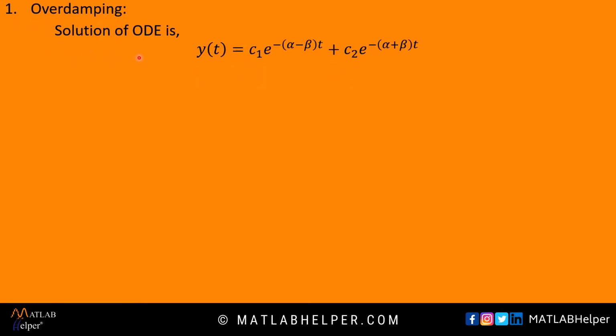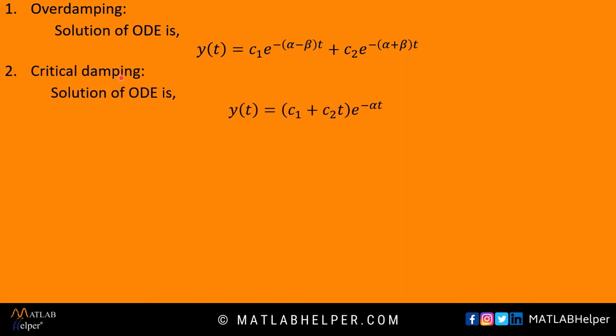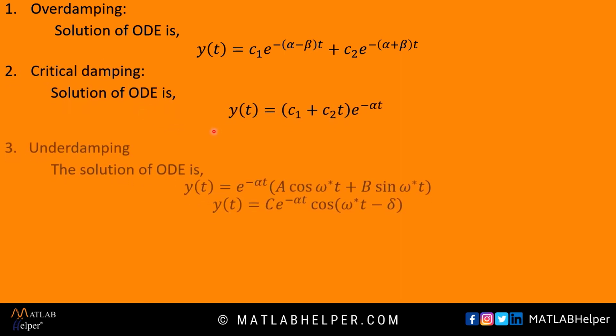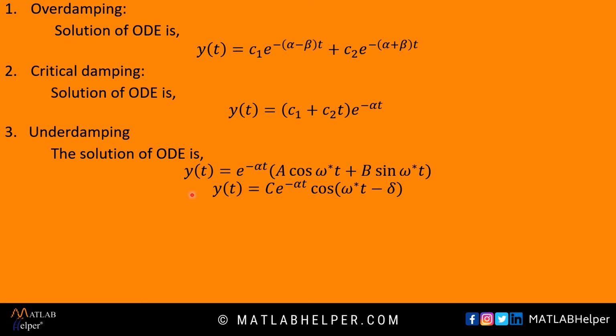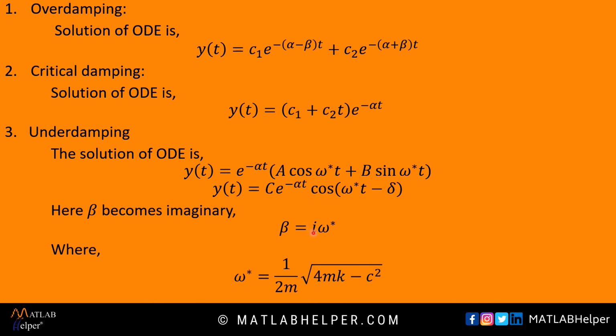On solving the ODE for all three cases, we get the following result. That is, for overdamping, the solution of ODE is this. For critical damping, the solution of ODE is this. And for underdamping, the solution of ODE is this. Underdamping is an interesting one, as here beta becomes imaginary. So beta is equal to i times omega star, where omega star is 1 by 2m square root 4 times m times k minus c square. I would like to highlight that when t approaches infinity, the value of y of t approaches 0, or we can say that the system comes to a rest in all the three cases.